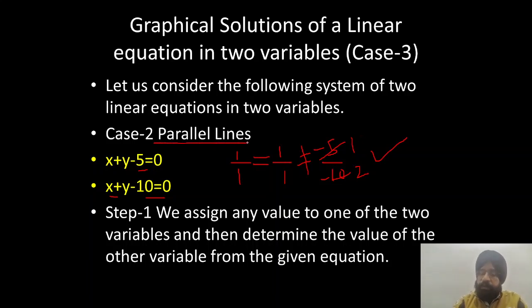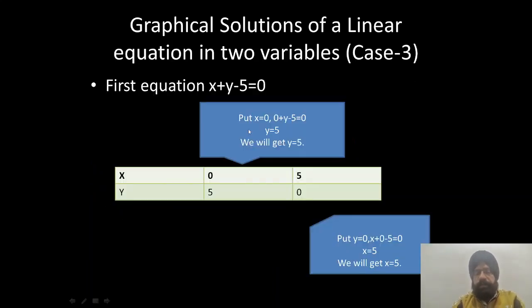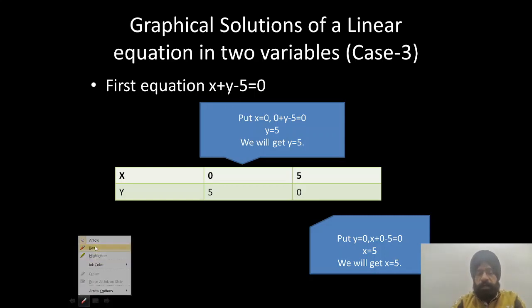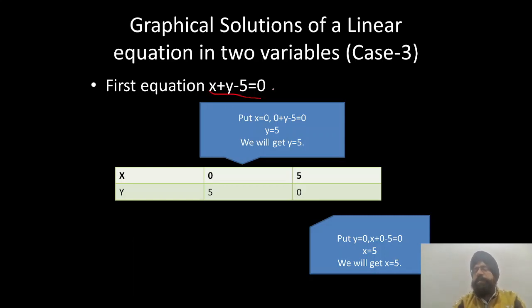Now I'm going to solve this on the graph. See it carefully. I'm going to talk about our first equation, x plus y minus 5 equal to 0. You know all the steps. Again we're going to repeat. Take x equal to 0, 0 plus y minus 5 equal to 0, so we will get y equals 5. Therefore our first point is going to be 0 comma 5. And now we need to put y equal to 0, x plus 0 minus 5 equal to 0, so we get x equals 5, the point 5 comma 0. This is our second point.